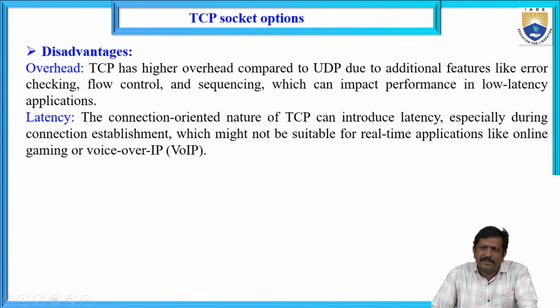And disadvantages. Disadvantages means, here, overhead. TCP has a higher overhead compared to UDP due to the additional features like error checking, flow control, and sequencing, which can impact performance in low latency applications.